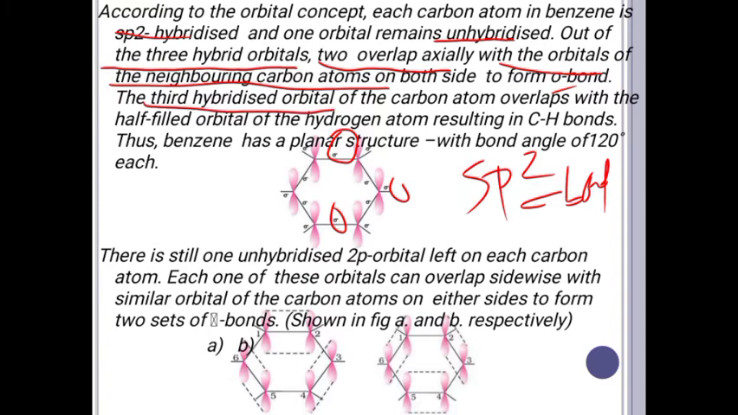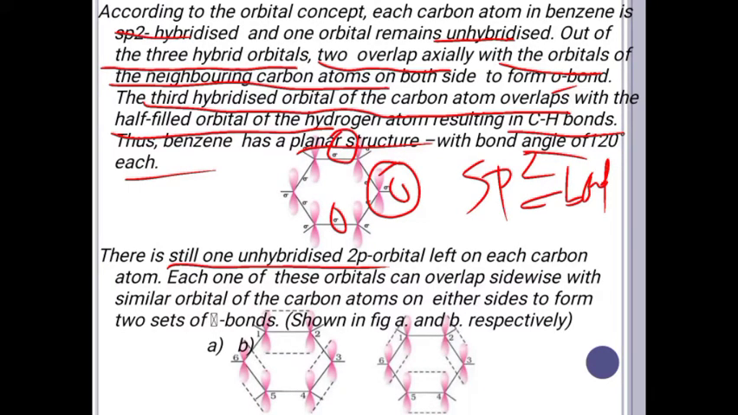The third hybridized orbital of the carbon atom overlaps with the half-filled orbital of the hydrogen atom, which results in the C-H bond. Thus, benzene has a planar structure with bond angle 120 degrees. There is still one unhybridized 2p orbital which overlaps sidewise with a similar orbital to form a pi bond.